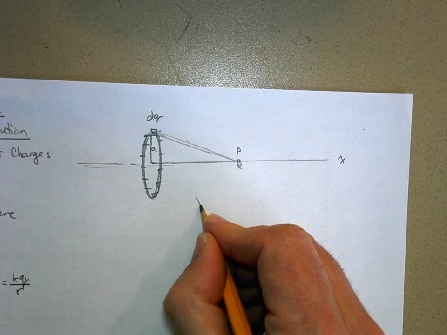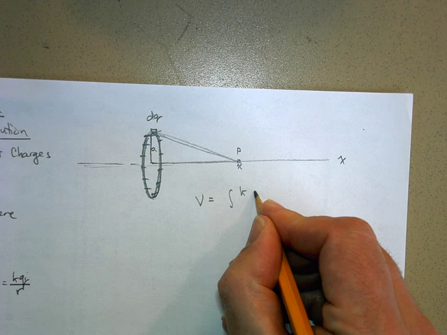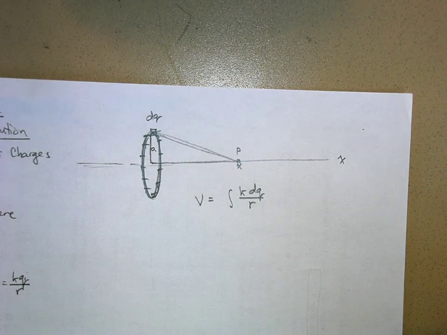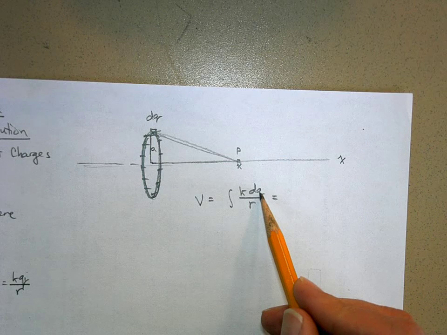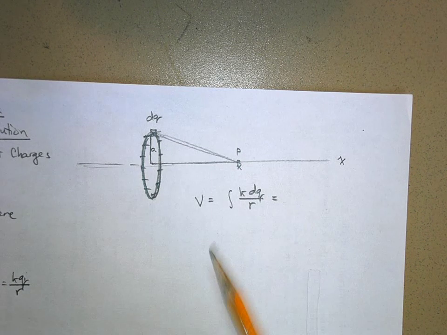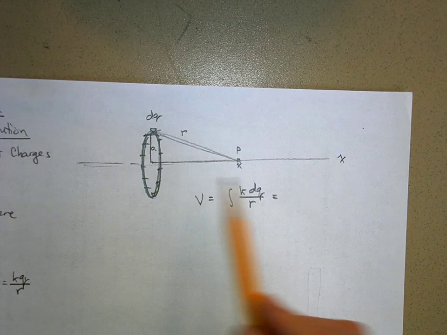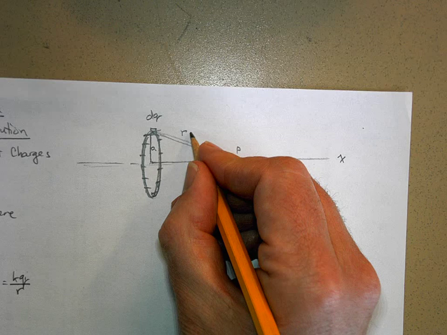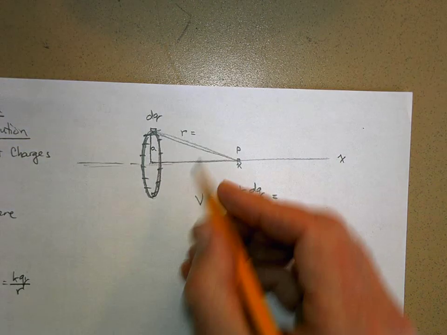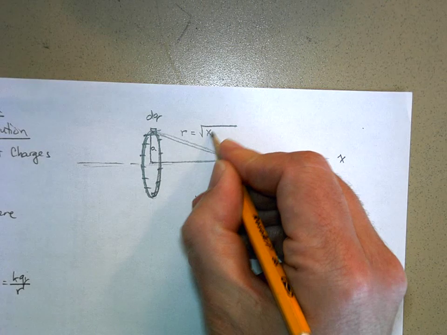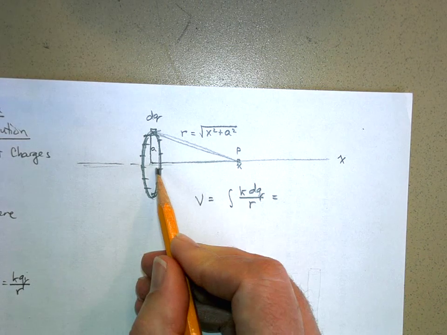And so I'm going to say, okay, the voltage there is equal to K dq over R. Always write down the basic equation. You guys start with the most basic principle and then massage it into the form that fits the problem. Okay, and I've got this dq. But one thing I notice is that here's R, and I can get R in terms of x and a. I think you'll see that R is equal to the square root of x squared plus a squared, right? Here's x and here's a.